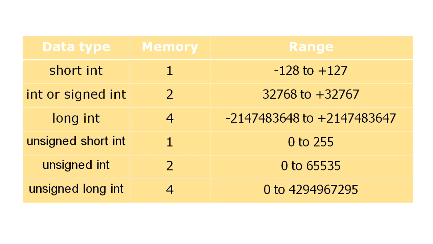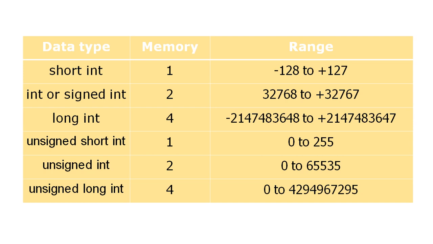Data type, memory, range. Short int, 1 byte, minus 128 to 127. Int or signed int, 2 bytes, minus 32,768 to 32,767. Long int, unsigned short int.